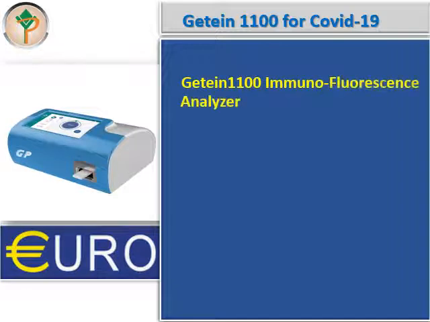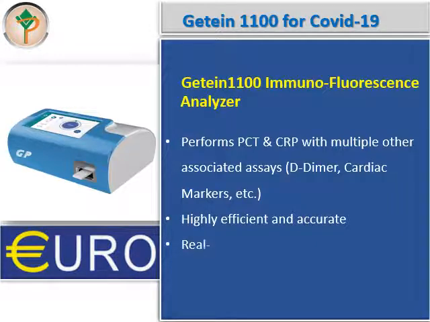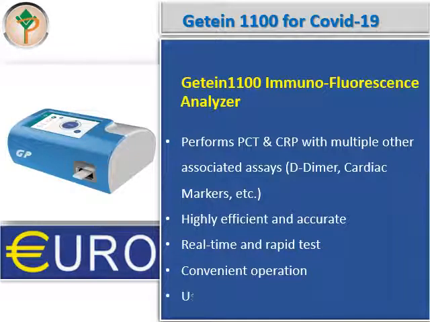Jetin 1100 immunofluorescence analyzer. It performs PCT and CRP with multiple other associated assays like D-dimer, cardiac markers, etc. It is highly efficient and accurate. It performs the test on a real-time basis and rapidly. It is very convenient in operation and it has a very user-friendly interface also.